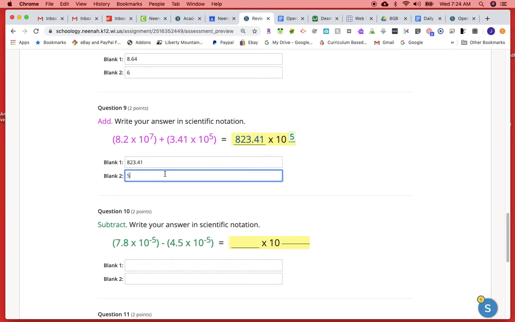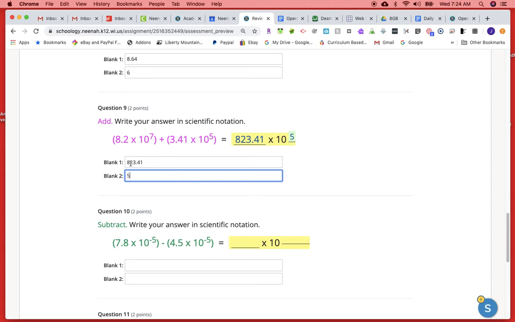All right, and our last step is to make sure that this is in correct scientific notation, and it is not. 823 should fall, this coefficient, the number in front of the decimal should be between 1 and 10. It's way too big. We need to move our decimal 2 places, because if we only moved it 1, we still have 82. 82 is too big. Now we need to move it 2 places, so it's going to be 8.23.